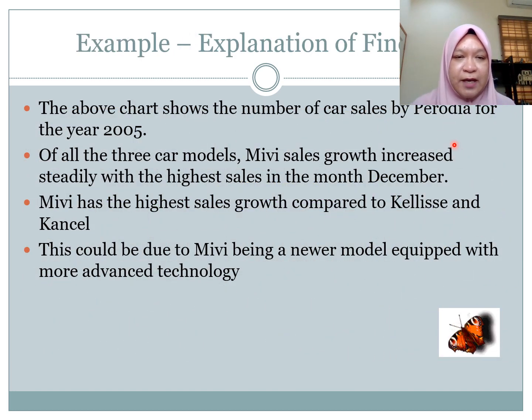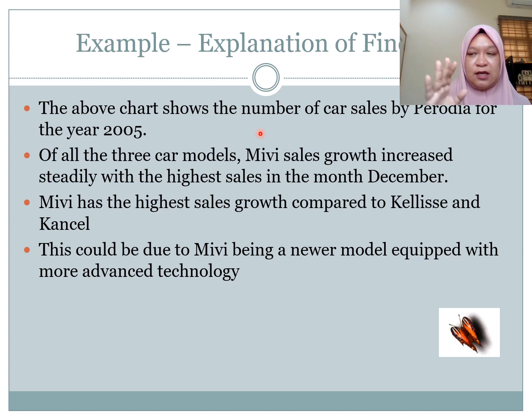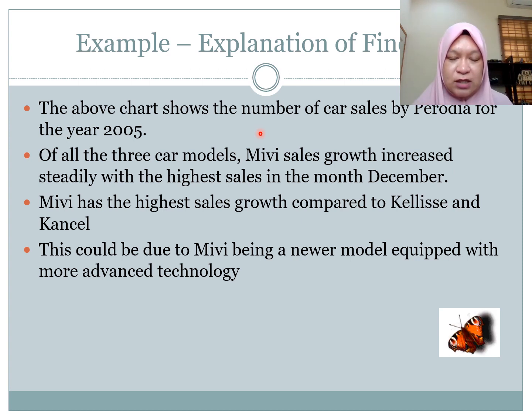So how to explain? First, you state that the above chart shows the number of car sales by Perodua for the year 2005, meaning that in the page, first you put the visuals, the charts on top, and then below the charts, you start your explanation. First you explain what chart it is and what it is about.